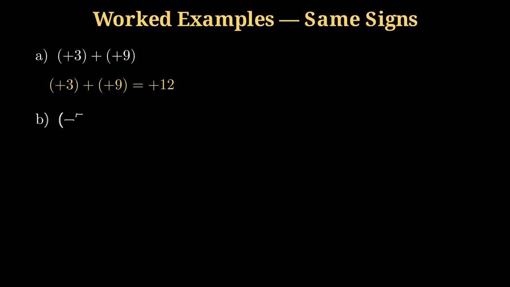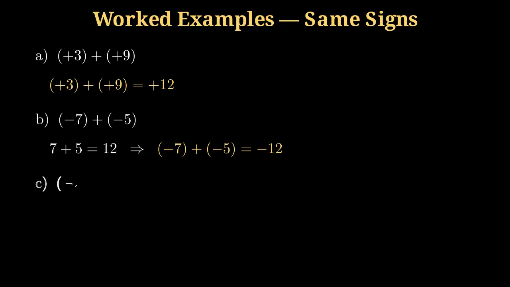Example B, -7 plus -5. Same signs again, both negative this time. Add the sizes. 7 plus 5 is 12. Keep the sign they share, negative. So the answer is -12.